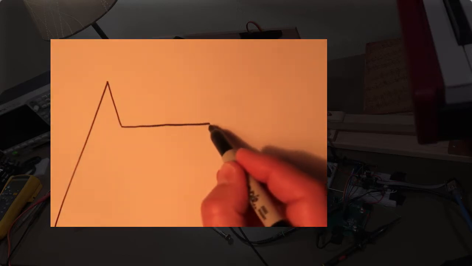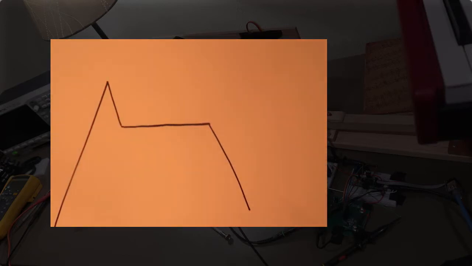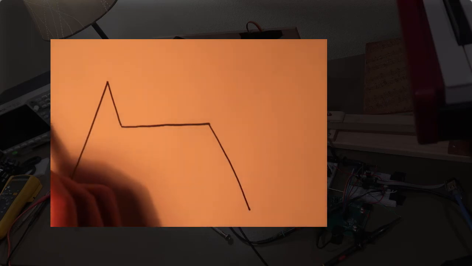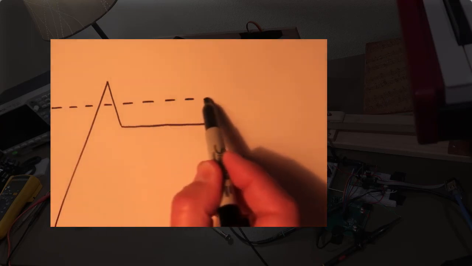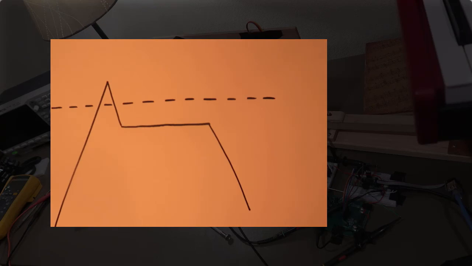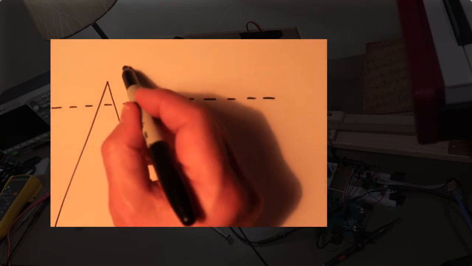So here is the algorithm, I'm calling it algorithm one. Imagine the hammer is going up, hits the string, bounces off, the note is sustained, and then releases. All right, so what I do is select a threshold, and the cool thing is it does not need to be a very exact threshold, which is important.